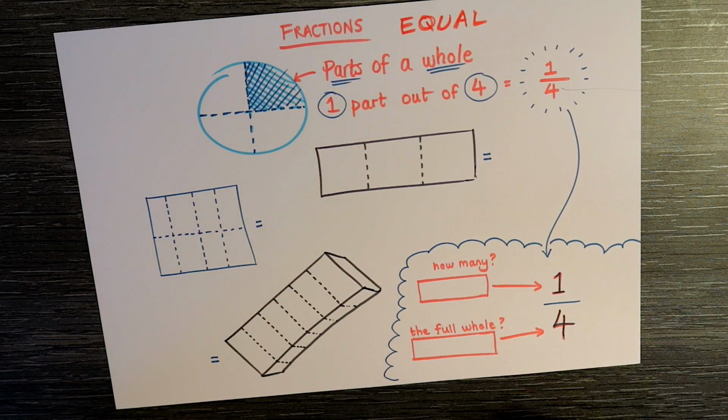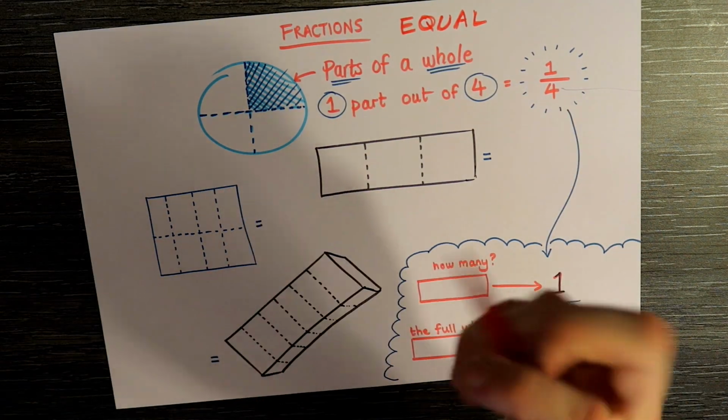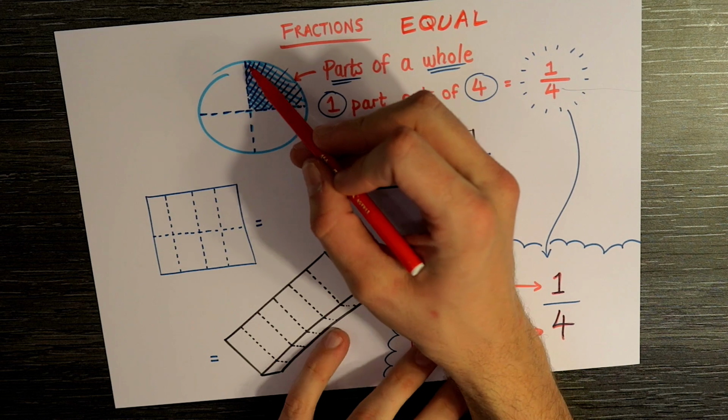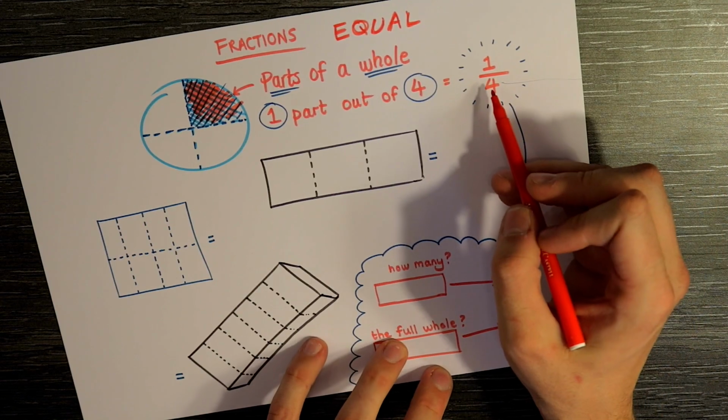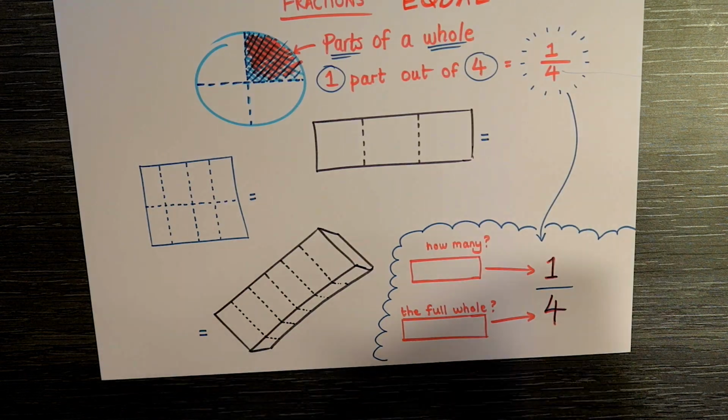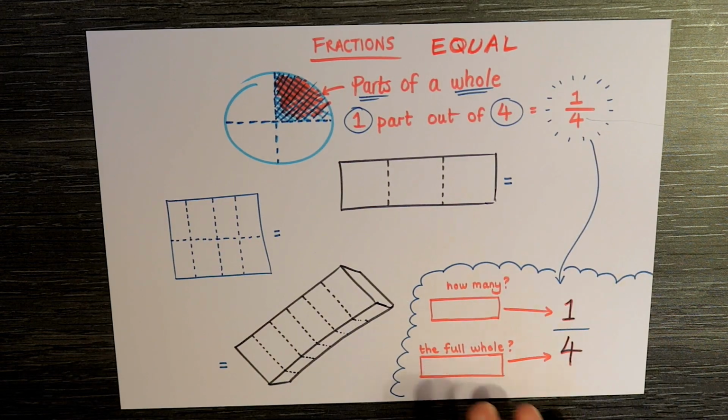It's quite weird. But anyway, as I was saying, fractions are parts of a whole. This is only one piece. So what we say is 1 out of 4, or 1/4. Now, the more we look at different fractions, the easier it will become.